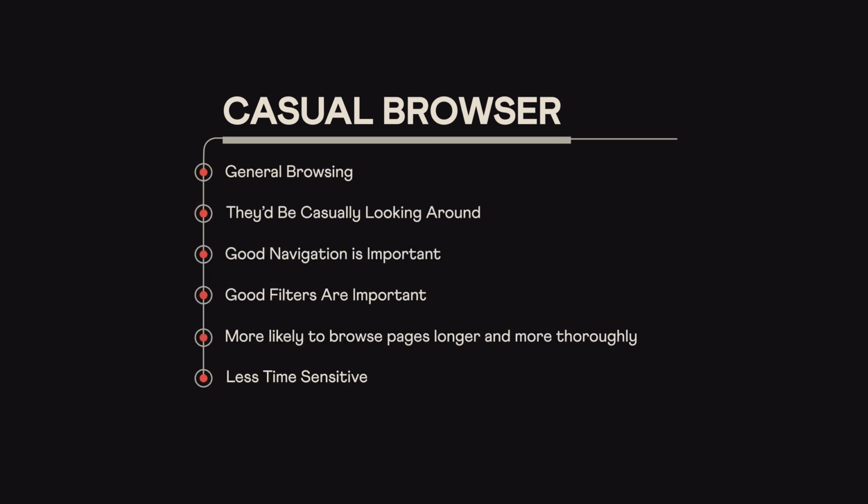So a casual browser would be someone who's generally browsing the website. They'd be casually looking around, most likely will use the navigation on the site in order to navigate their way around the platform, will most likely use more filtering than search since they don't know exactly what they want, but they have an idea. They are also more likely to stay on a single page and read through it longer and more thoroughly than another user who's more in a hurry and knows exactly what they want. And typically they're less time sensitive, as in they have more time on their hands as they're browsing the website.